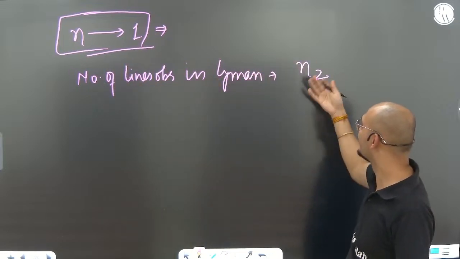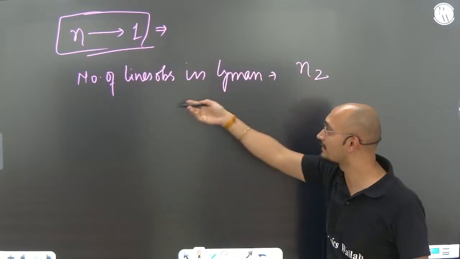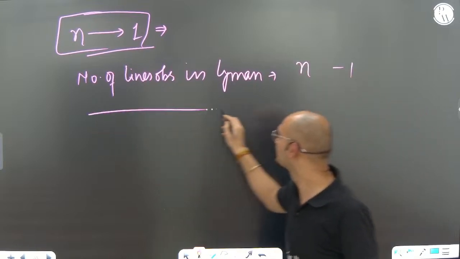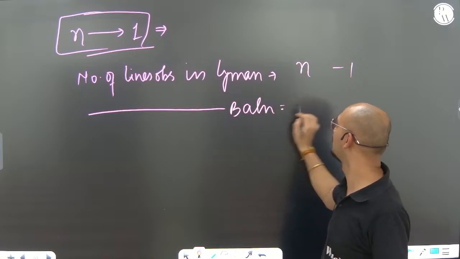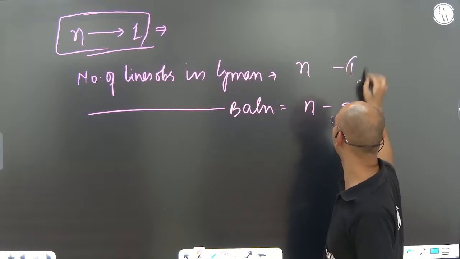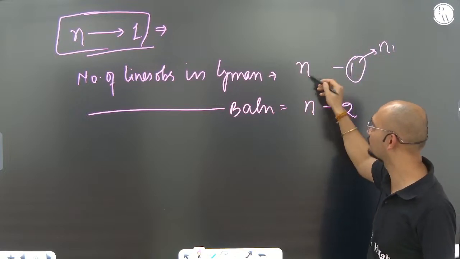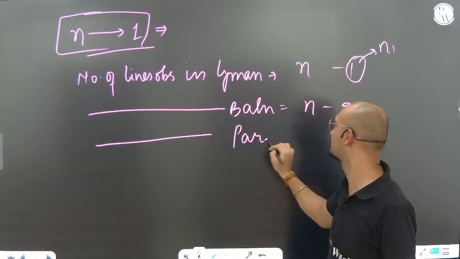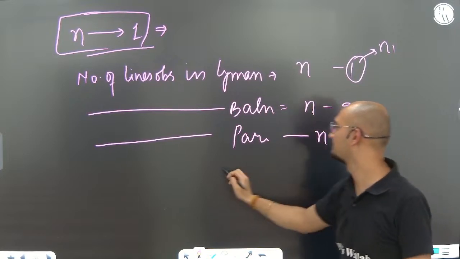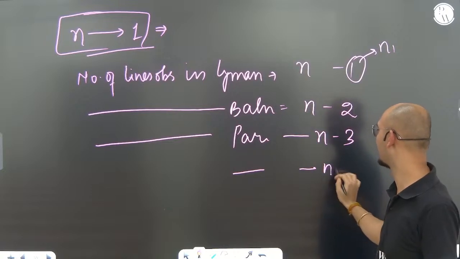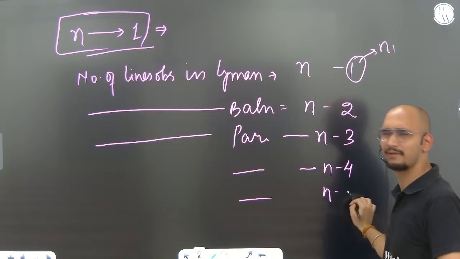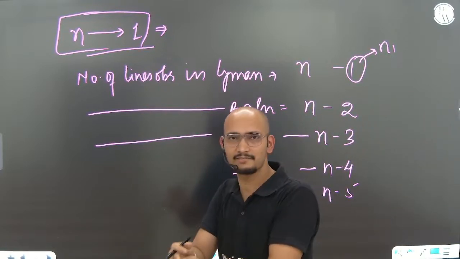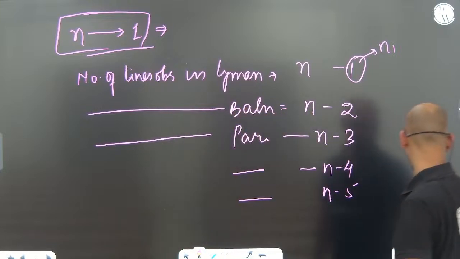So how many lines of the Lyman series will we get? N2 minus 1, or you can say N minus 1. The number of lines in Balmer will be equal to N minus 2. So basically it is the N1 value, and the final one is the N2 value. The number of lines in the Paschen series will be N minus 3, then N minus 4, then N minus 5. I hope you understand it. So if they ask you particularly about only this series, how many lines will be there, you can find out with this formula.